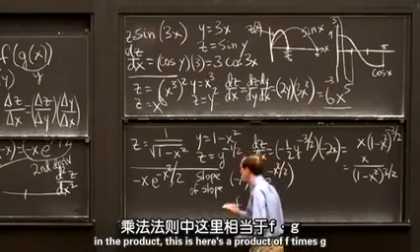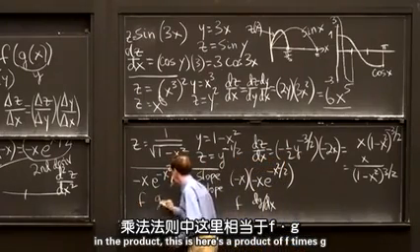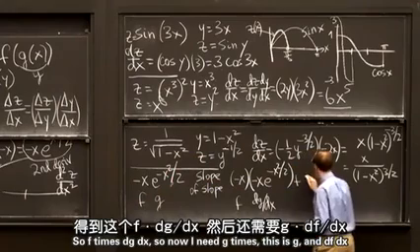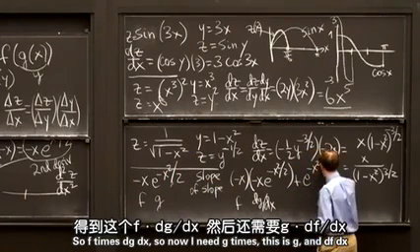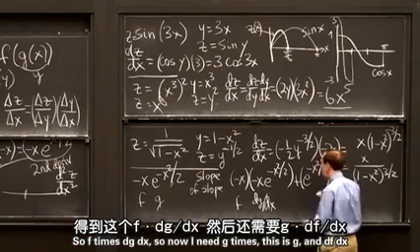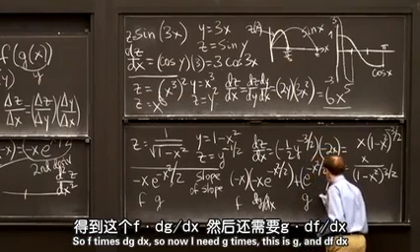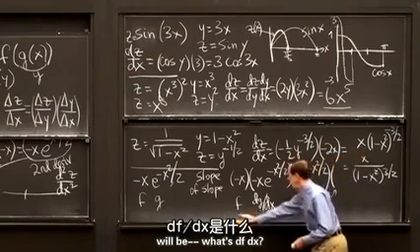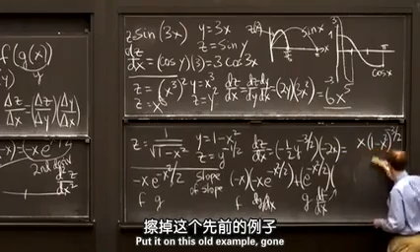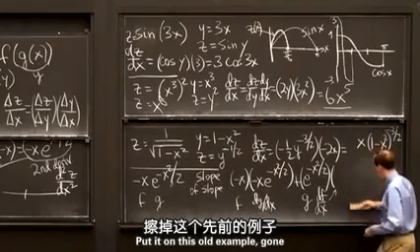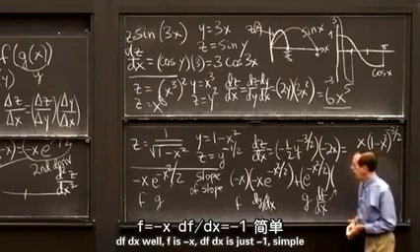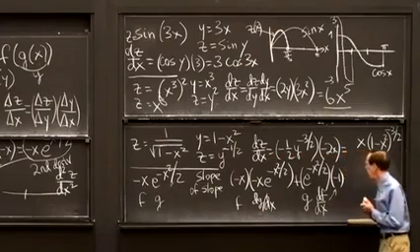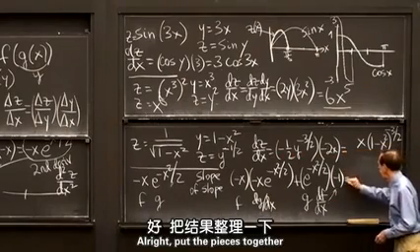Here's a product of f times g. So f times dg dx, and now I need g times, this was g, and this is df dx. There it will be. What's df dx? Phooey on this old example. Gone. Okay, df dx, well, f is minus x, df dx is just minus 1. Simple. All right, put the pieces together.